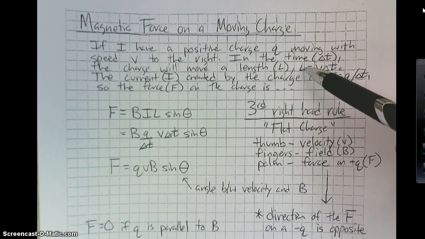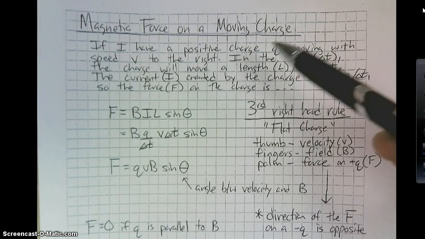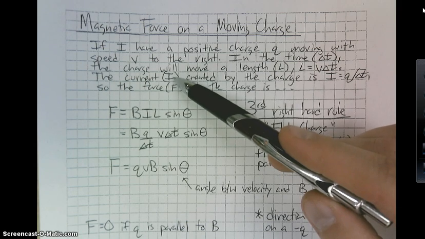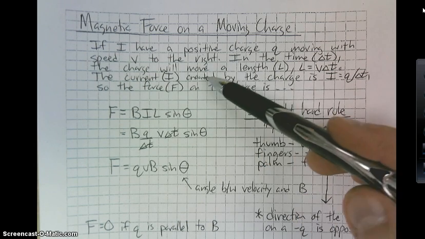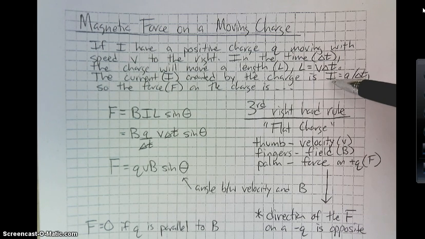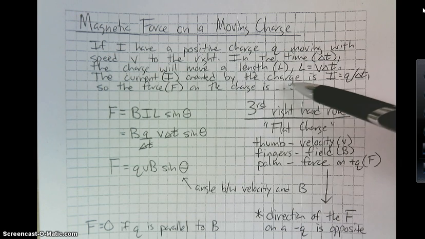The distance you travel, L, the length in this case, is equal to the velocity of that object times the time. That's all self-explanatory. In this, the current I created by the charge, because we have charge over time, that is current. So we've got I equals Q over delta t. Then the force on that particular charge is as follows.